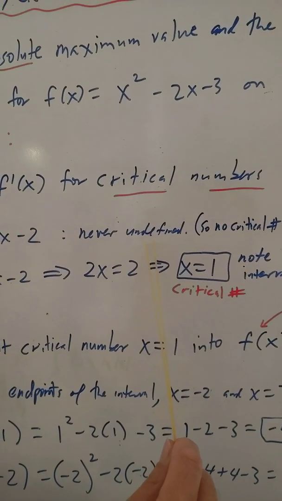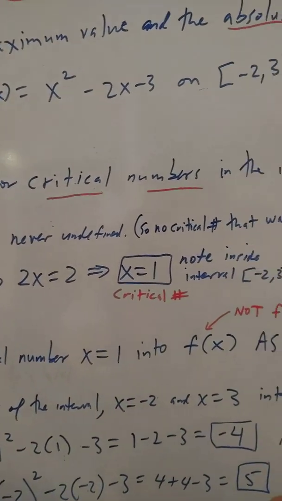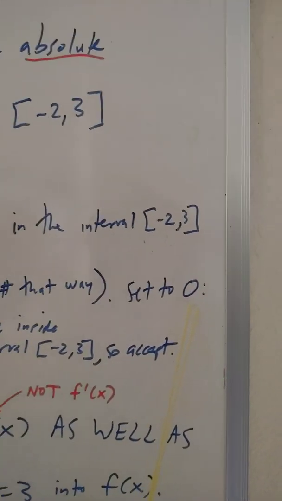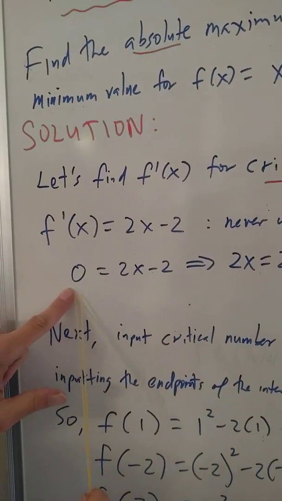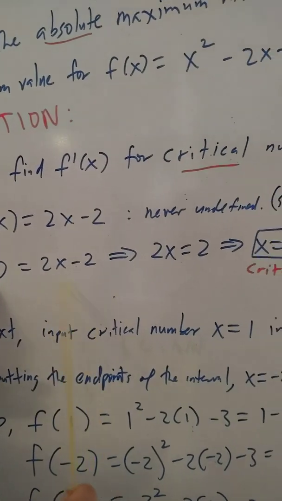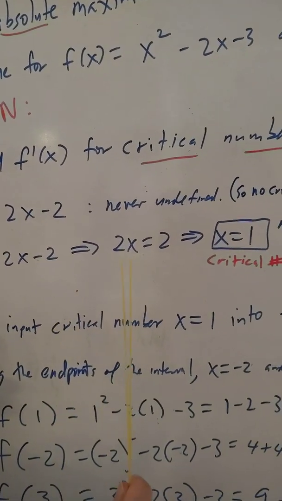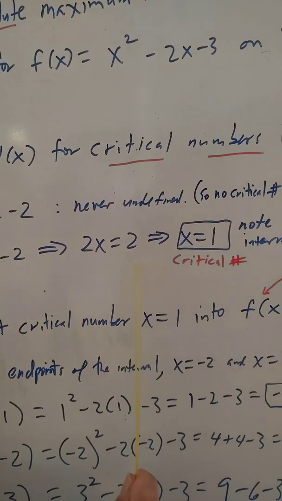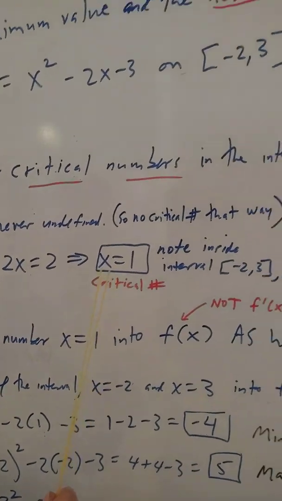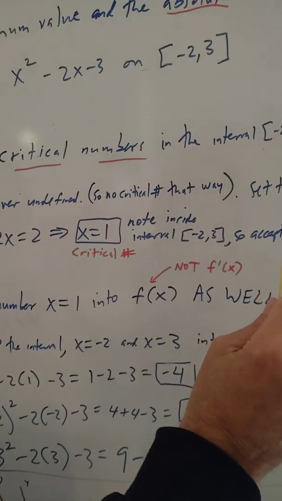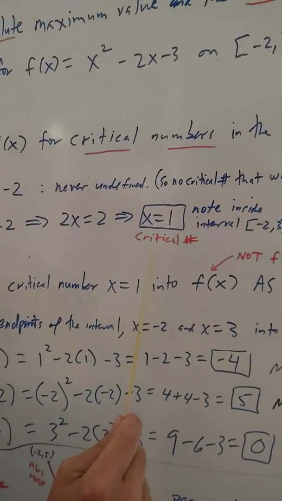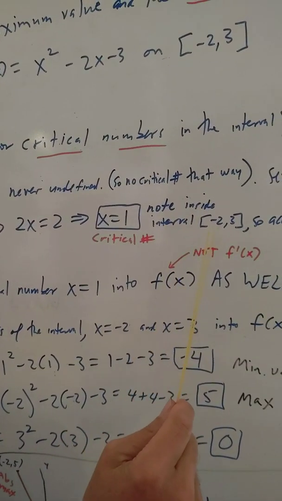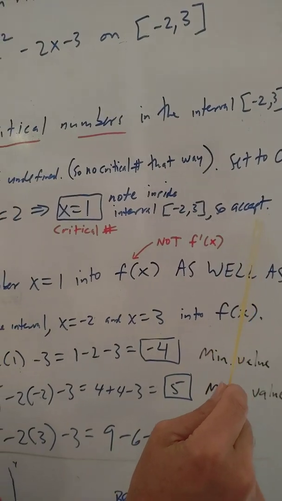So what's the other way to get critical numbers? By setting the first derivative equal to 0. That's what I did here. When I solve 0 equals 2x minus 2, that's the same as 2x equals 2, so x equals 1. Now, is x equals 1 in this interval? Yes, it is, so that's why I boxed it. So x equals 1 is a critical number. It is inside the interval, so accept.